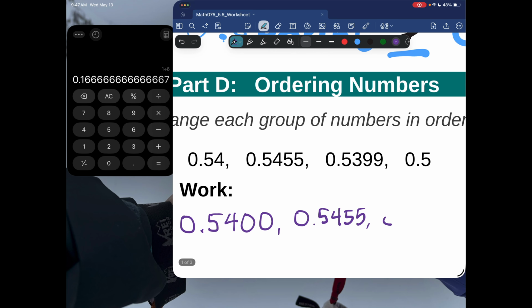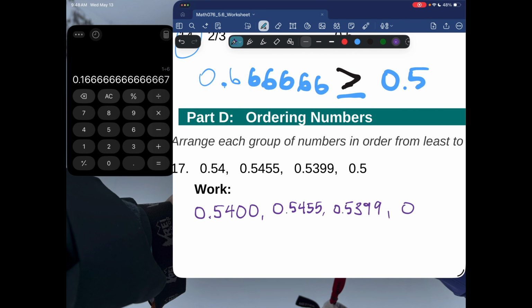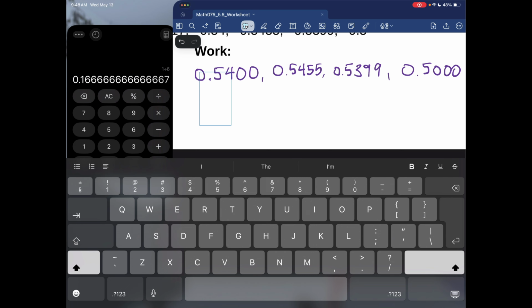And then 0.5399. And my last number, 0.5. I'm going to convert that 0.5, and I'm going to add 3 zeros onto it so they all have the same number. Now my numbers all have 4 digits at the end. I'm going to pretend that my decimals aren't there, and then I can reorder. I'm going to type it because my writing on this is hard.